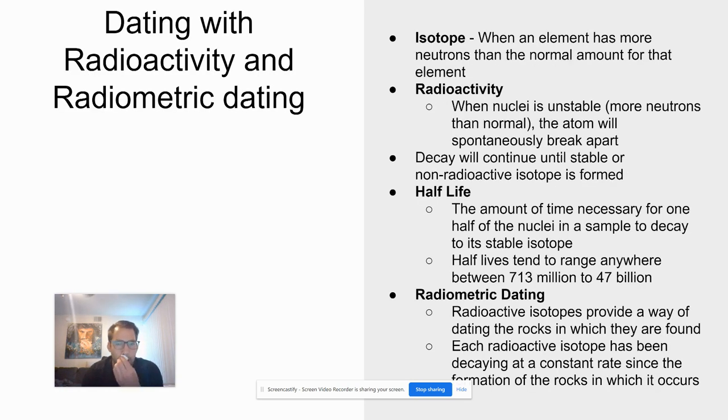Now, a more accurate dating technique is radioactive or radiometric dating. This is where we look at isotopes and their half-lives in rock. We're able to see that half-lives of different isotopes in rock tend to be 713 million to 47 billion years old. So we're able to look at these isotopes and see how long they've been decaying for, and then be able to tell exactly how old rocks are. But notice that this is so long, 713 million to 47 billion years.